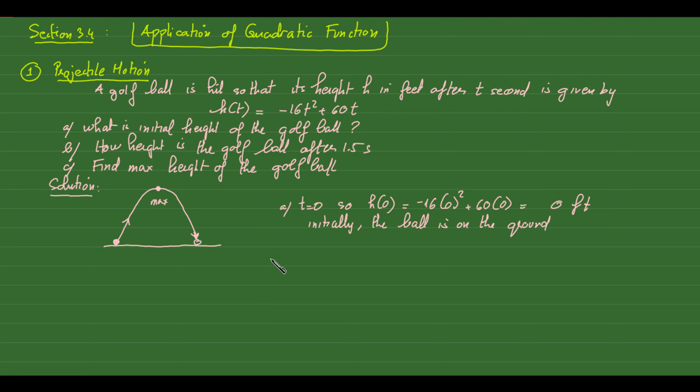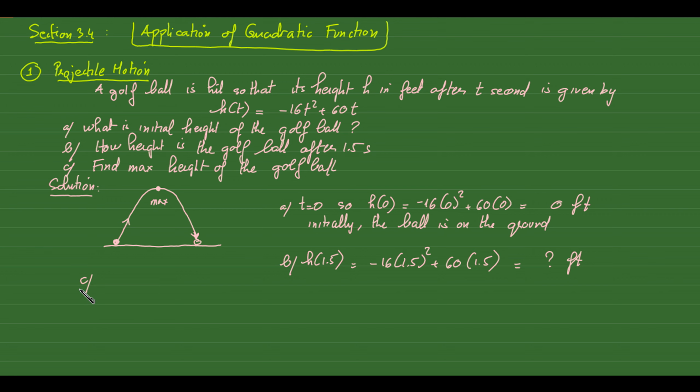Part B. How high is the golf ball after 1.5 seconds? This is the function h in terms of t. So after 1.5 seconds, you're going to plug 1.5 in. So you have negative 16 times 1.5 squared plus 60 times 1.5. So go ahead and calculate this out. They give you the height in feet. I don't have a calculator here, but everybody can go ahead and plug it in to get this.